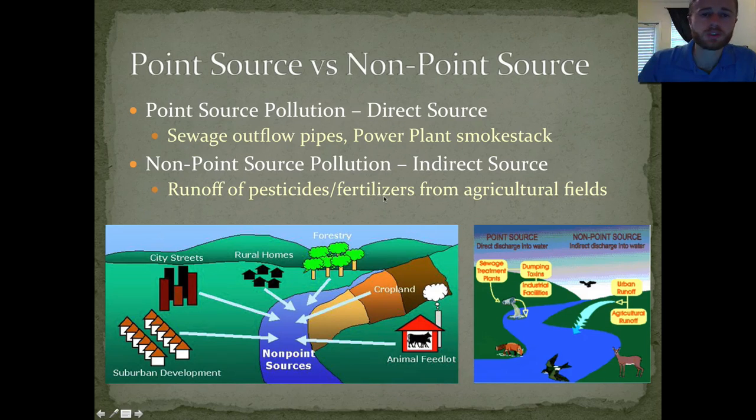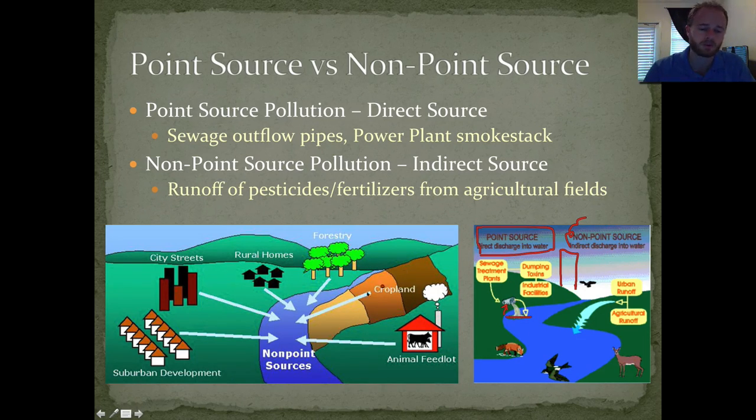Then we have point source and non-point source pollution. What do you think point source pollution is? Yeah, you can point to it. It's something that you can easily say, here it is, it's coming from there. Point source has a direct origin, like a sewage drainage pipe or a smokestack from a power plant. That would be a point source type of pollutant.